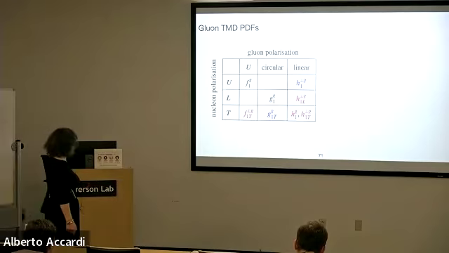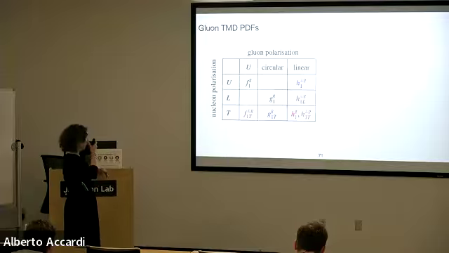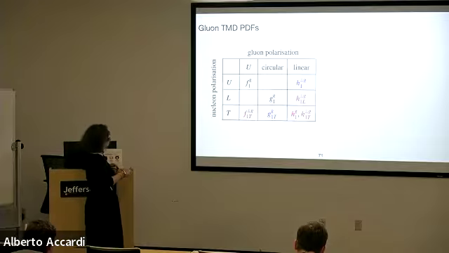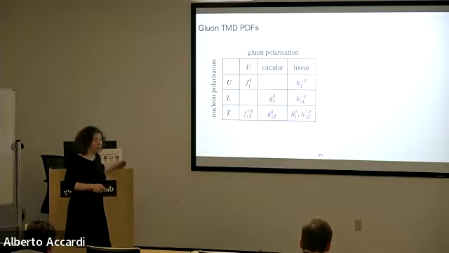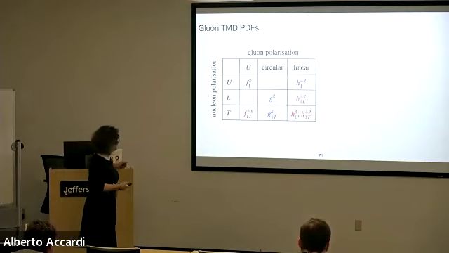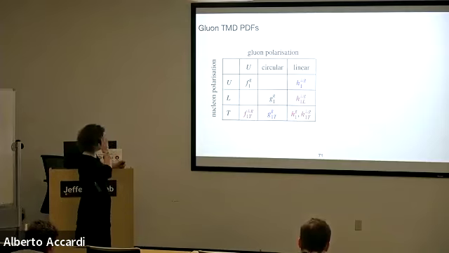So about these TMD PDFs, there is a similar landscape, but for gluons. So we can again look at gluons with different polarizations in nucleons with different polarizations. So again, we have unpolarized, longitudinally or transversely polarized nucleons. And there we can look at unpolarized gluons or circularly and linearly polarized gluons. So the gluon is a spin 1 particle. So as we do for photons and their electromagnetic fields, we talk here about circular and linear polarization.